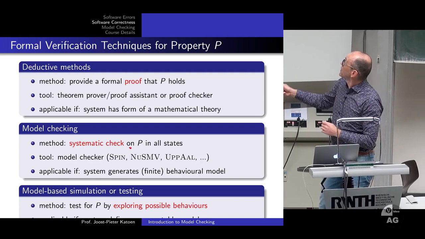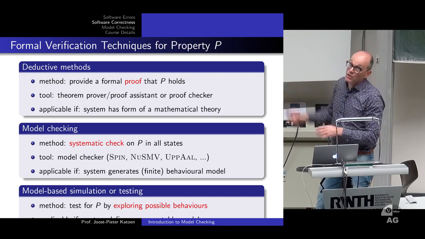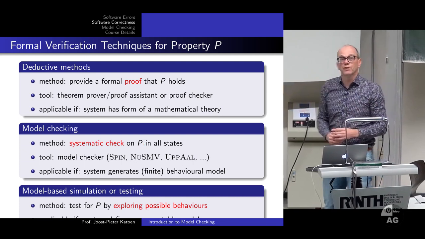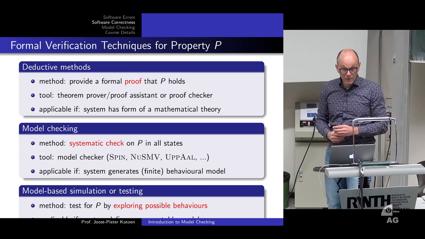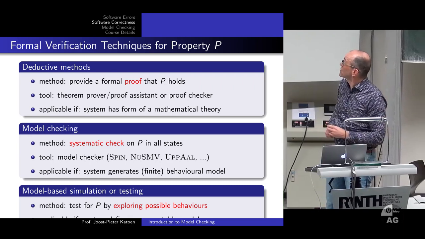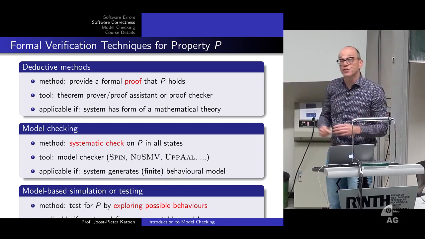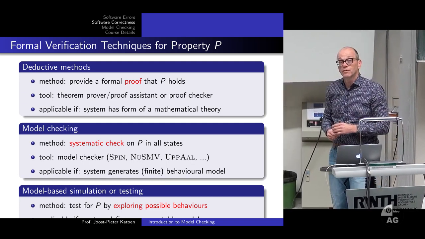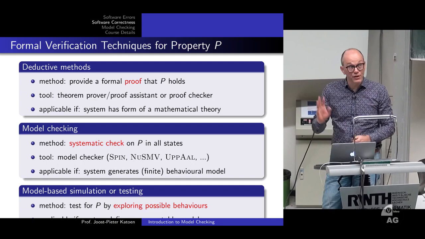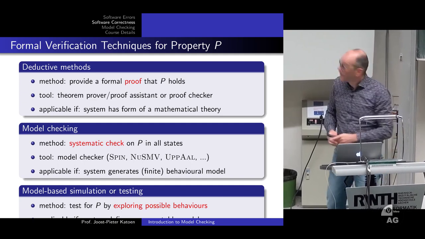So we systematically check a certain property P, and you do this, for instance, in all states of the model, and think about an automaton kind of model. There are several tools that actually do this, and this is, of course, applicable if you can find a finite model of your system. During this lecture, we'll also learn that for some infinite state models, you can still do things.